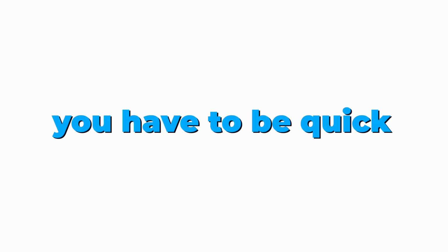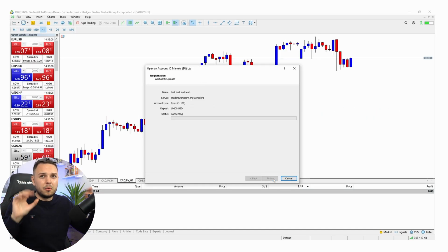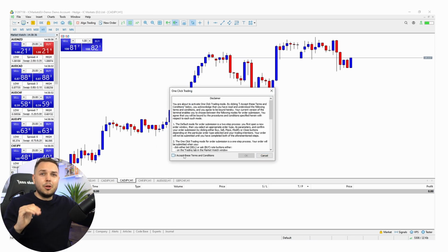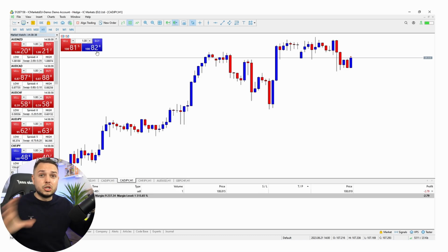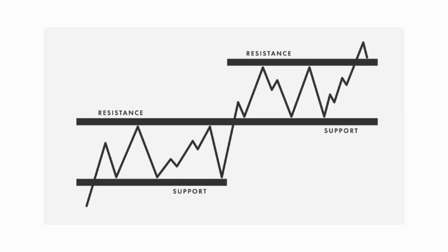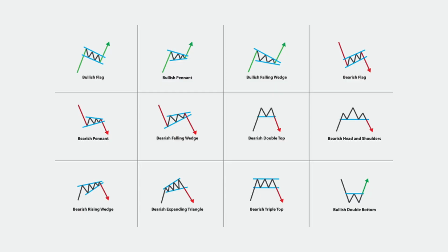Especially if you're trading on the lower time frames, you have to be quick. Maybe even connect to a random broker on a demo account, press any buttons, open up big lot size, small lot size, see how much you lose, win, mess about with it. It will help you out. Trust me.